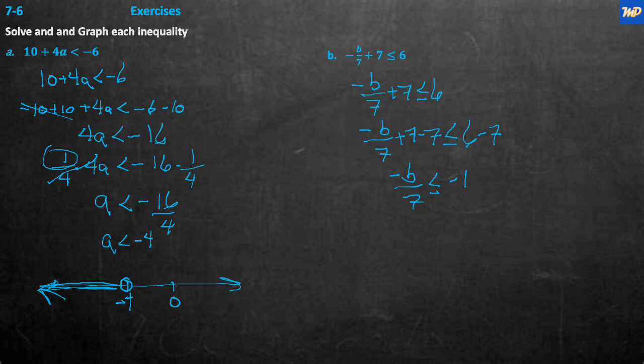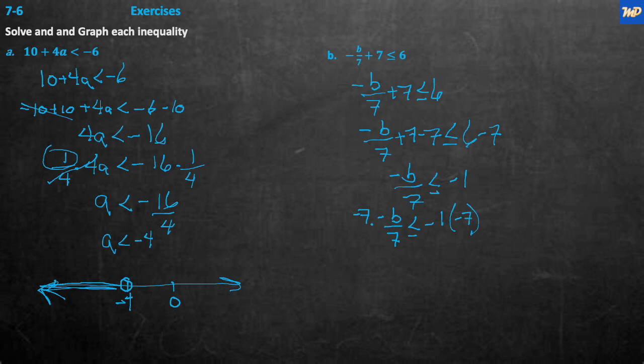Now we have to get rid of this coefficient, which is 1 over 7. And it's a negative B, so we have to get rid of the negative also. And in order to do that, we're going to multiply both sides by minus 7. So we're going to say minus 7 times minus B over 7 is less than or equal to minus 1 times minus 7.